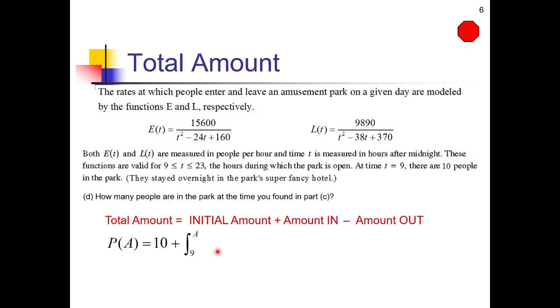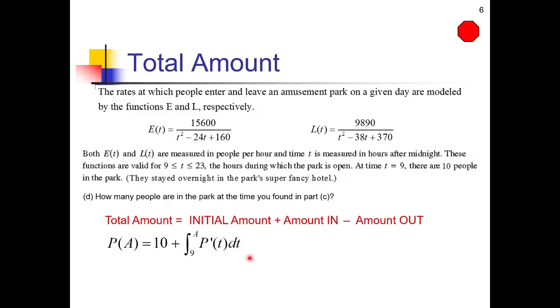And what am I going to be integrating? In general, it's going to be the rate in minus the rate out. We could do E of t minus L of t, but we already defined that as P prime of t. So I'm just going to use the function I defined, P prime of t dt in there.